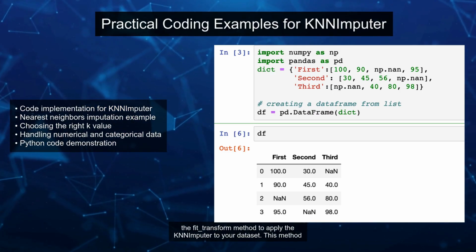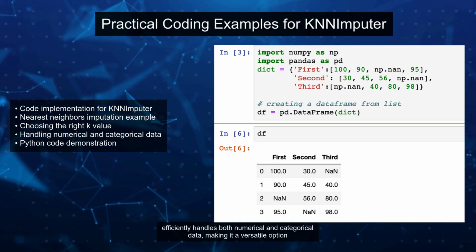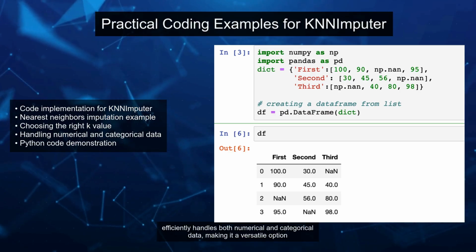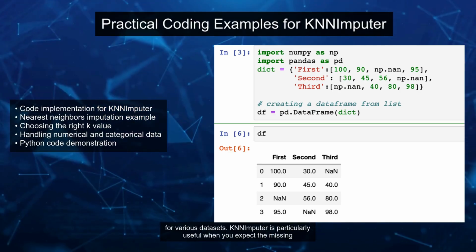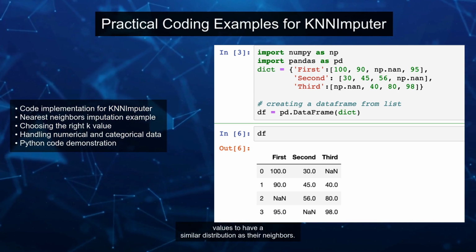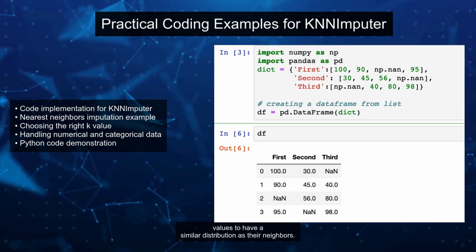Use the fit_transform method to apply the imputer to your dataset. This method efficiently handles both numerical and categorical data, making it a versatile option for various datasets. Imputer is particularly useful when you expect the missing values to have a similar distribution as their neighbors.